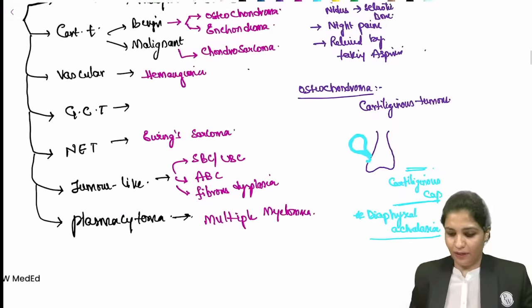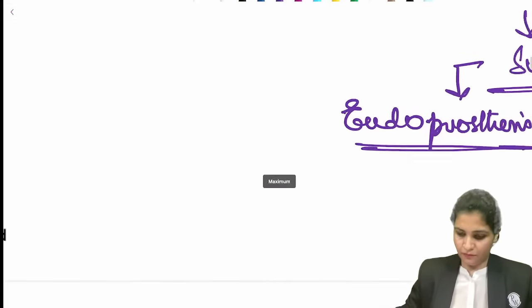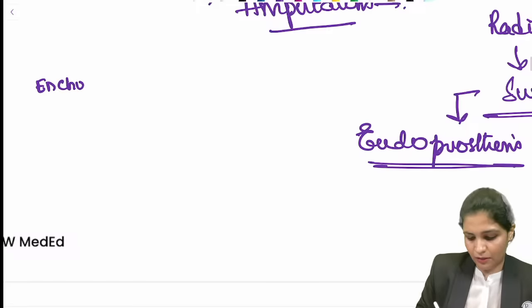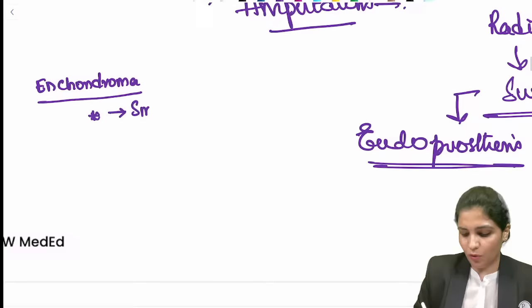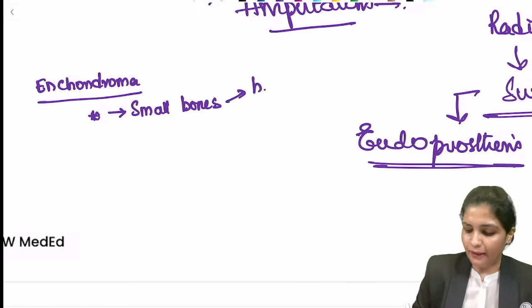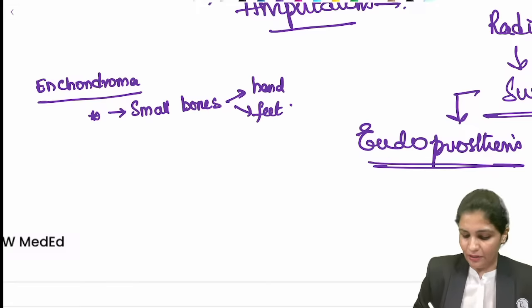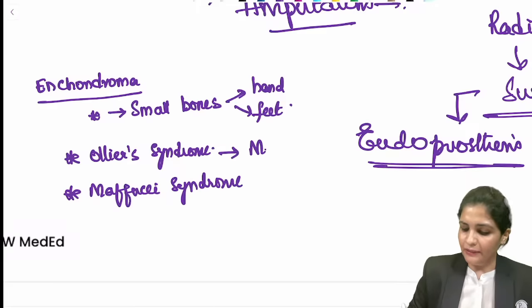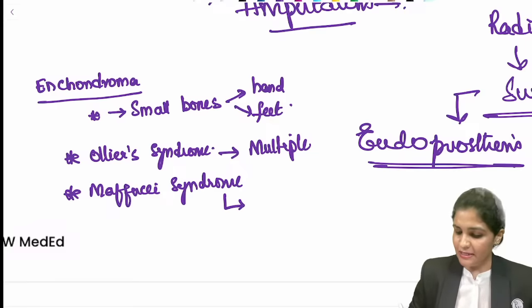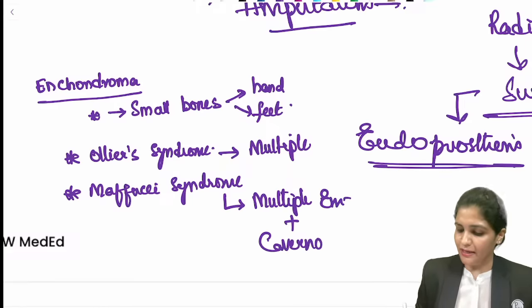So next we are dealing with enchondroma, right? So what is enchondroma? It is also one more cartilaginous tumor. It's mostly seen in the small bones, like your bones of hand and feet, right? And there are two important conditions which are associated: Ollier syndrome and Maffucci syndrome. Right? So what is Ollier syndrome? Multiple enchondromatosis is Ollier syndrome, and Maffucci is this multiple enchondromatosis when associated with cavernous hemangioma. This is called your Maffucci syndrome.